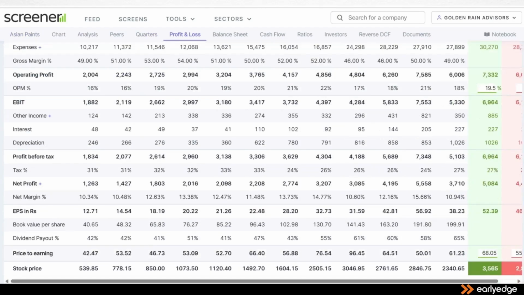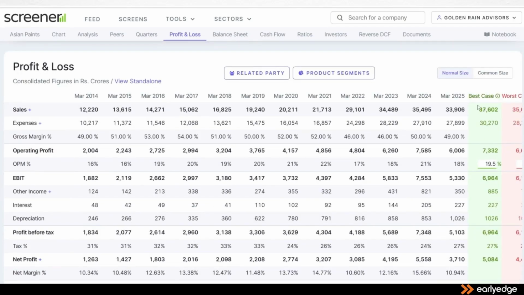So look at how it has wonderfully captured the best case and the worst case in terms of the next 1 year earning or the trailing 12 months earning. All it does is take historical average growth rates and the best historical average growth rate to calculate the best case and the worst case. And again, it takes average value everywhere.